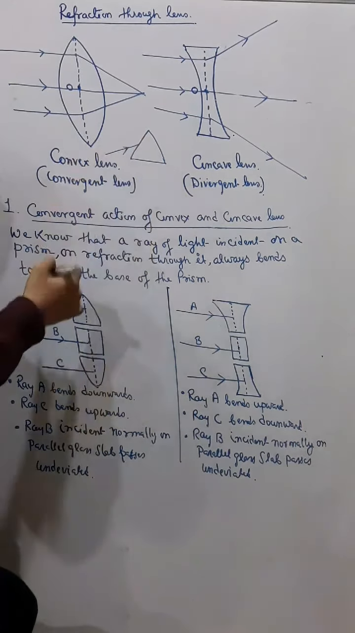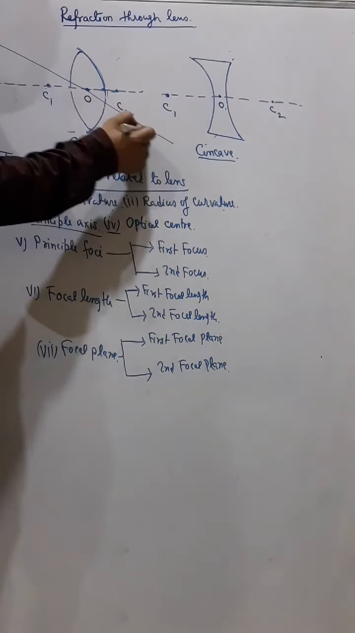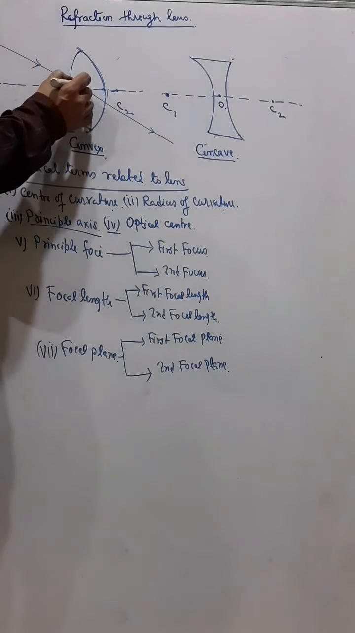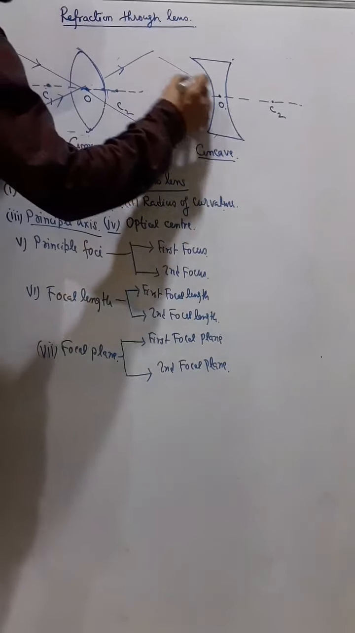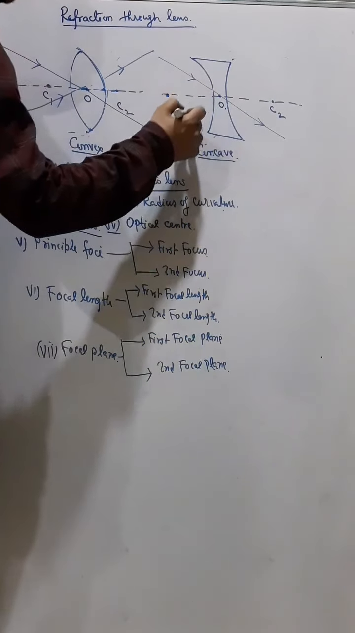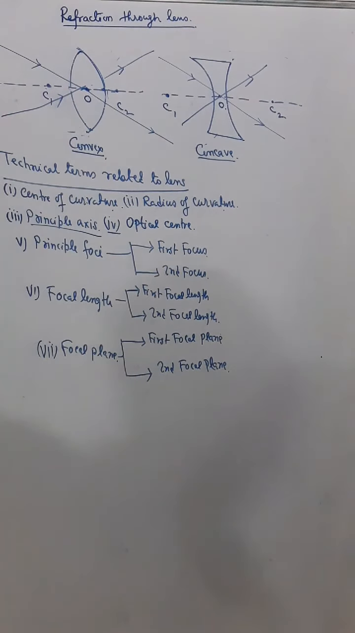Next is optical center. Now optical center is the center of the lens, which is situated on the principal axis. So this is the optical center here, and this is the optical center, such that when light passes through the optical center, it passes undeviated. So here also, if light passes, it passes undeviated through the optical center. So this is the optical center.